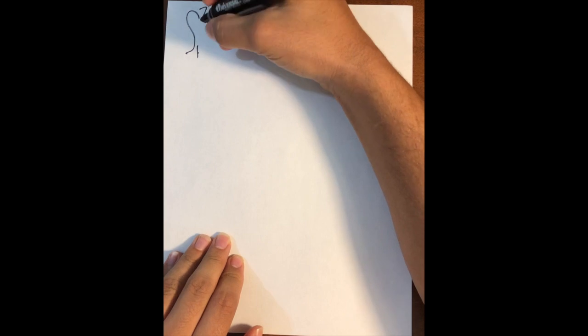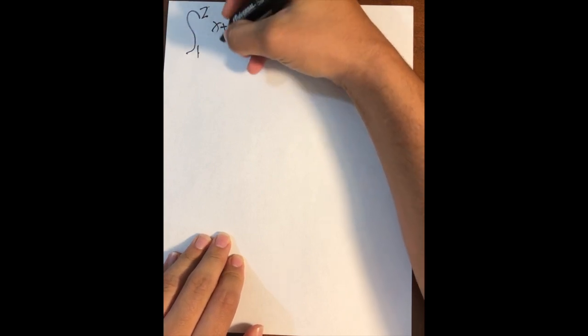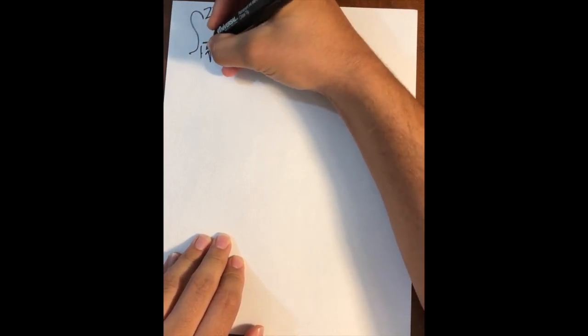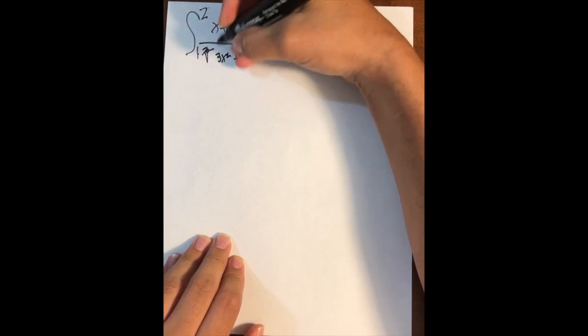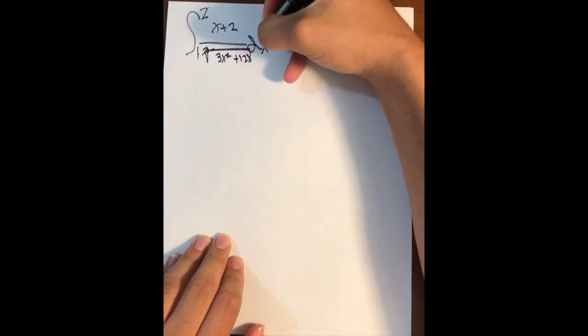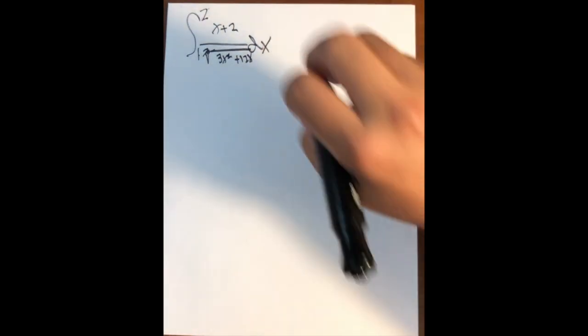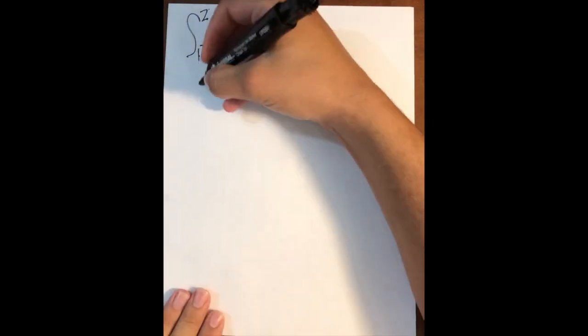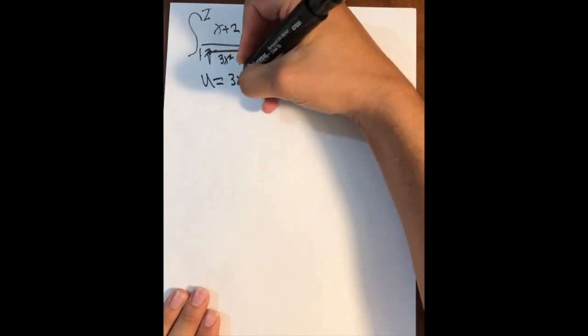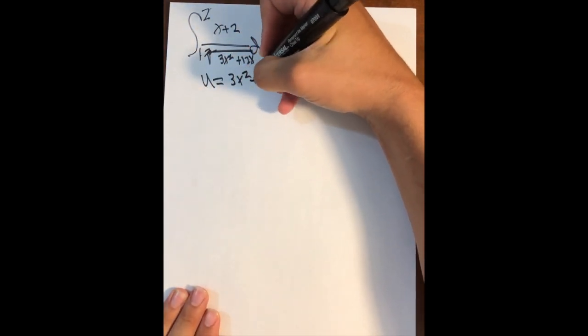Okay, so the final problem we are going to do is the integral from 1 to 2 of x plus 2 over the cubic root of 3x squared plus 12x dx. So u has to be the most complicated inside function. In that case, we will let u equal 3x squared plus 12x.